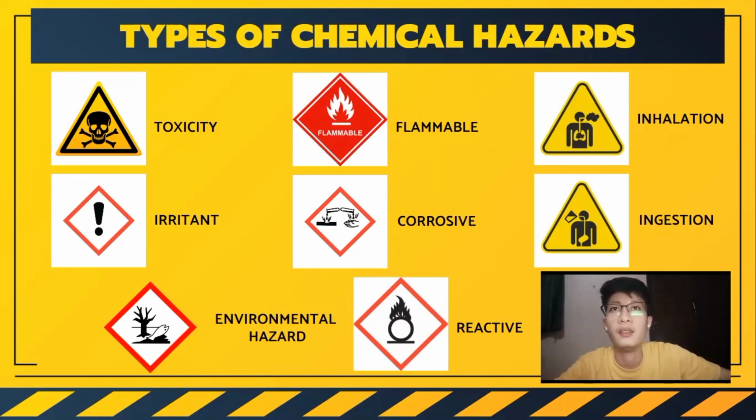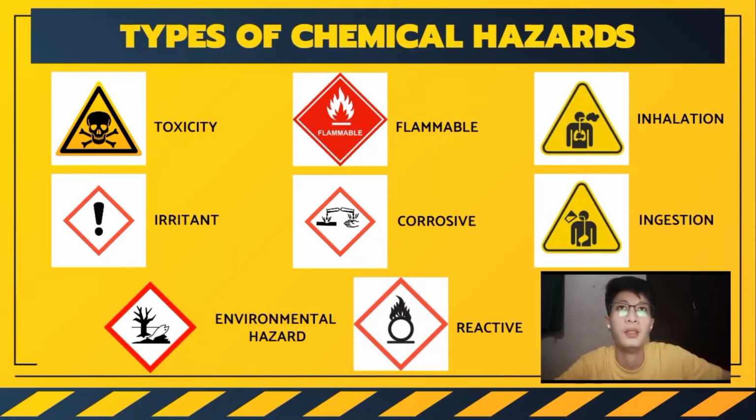Irritant. An irritant is a substance that causes inflammation, redness, or swelling when it comes into contact with the skin, eyes, or respiratory system. Common examples of irritants include certain plants like poison ivy and poison oak, some chemicals found in cleaning products and cosmetics, and airborne particles like dust and pollen. Prolonged exposure to irritants can lead to chronic conditions like asthma or dermatitis.